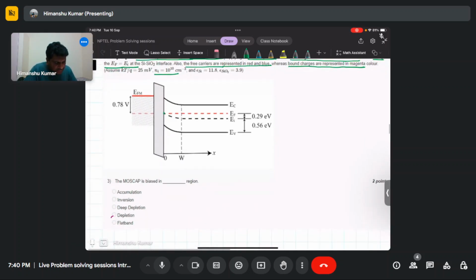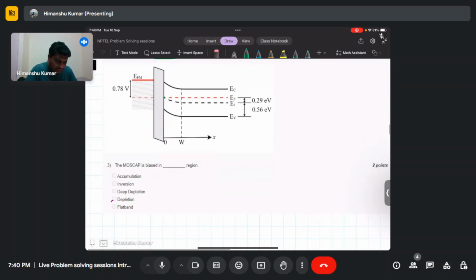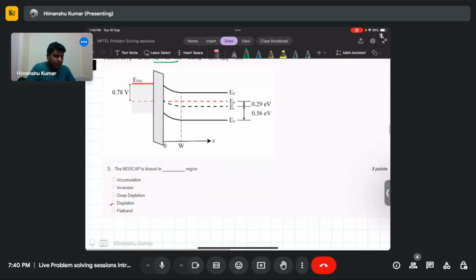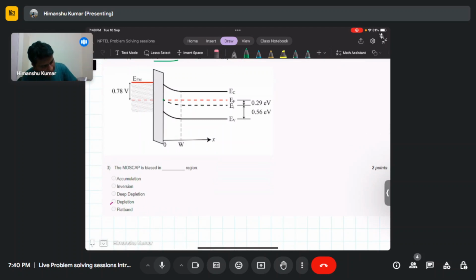The MOSFET is biased in which region? So let's find out. In the bulk, away from the junction, EF is closest to the conduction band, so this is an n type substrate.